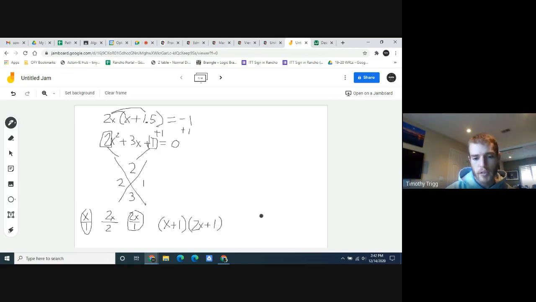So this one's factorable, we solve by factoring. And we still have equals 0. Now what you do is you put each of these equal to 0. So once you have it like this, you put each factor equal to 0. So x plus 1 equals 0. And 2x plus 1 equals 0. Solving for x here, you would minus 1, minus 1.